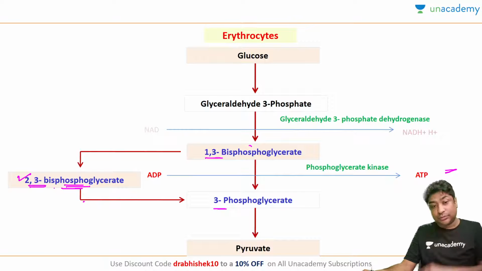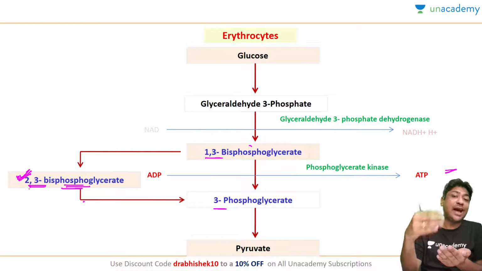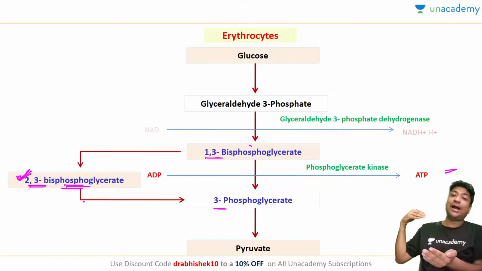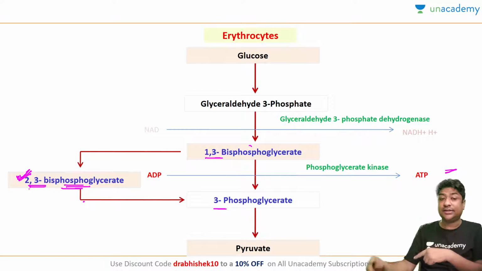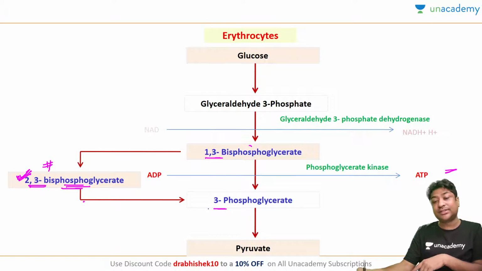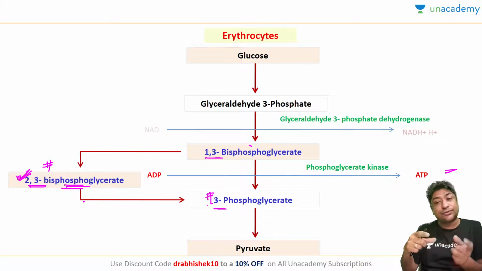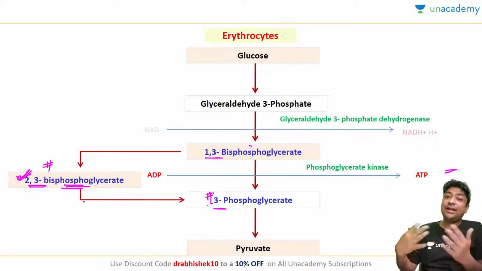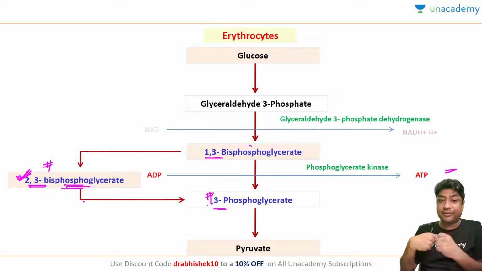So this 2,3 biphosphoglycerate is formed, and when the work of 2,3 biphosphoglycerate is over, which means when the RBC is returning back to the lung to get the oxygen, then again this 2,3 biphosphoglycerate is converted into 3-phosphoglycerate. So there is no more 2,3 biphosphoglycerate, and the RBCs can take the oxygen more in a better way.